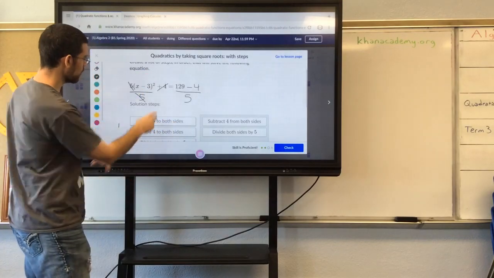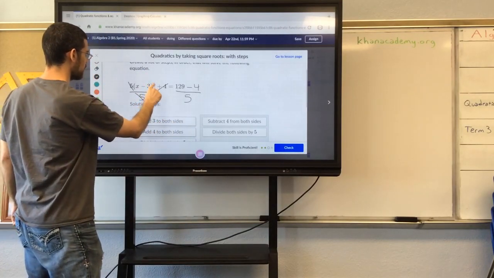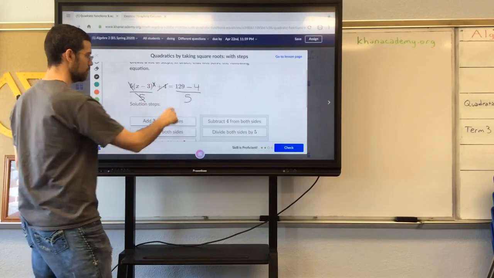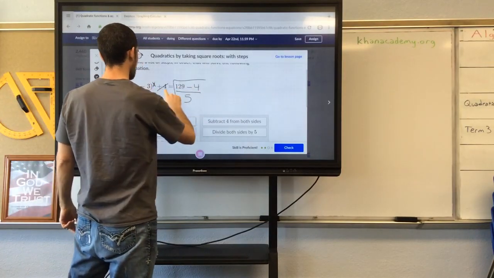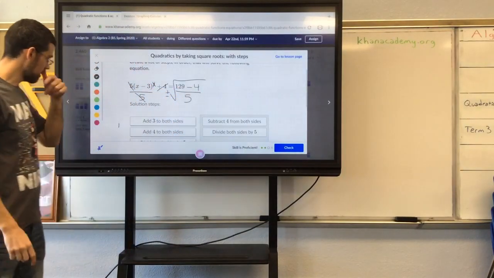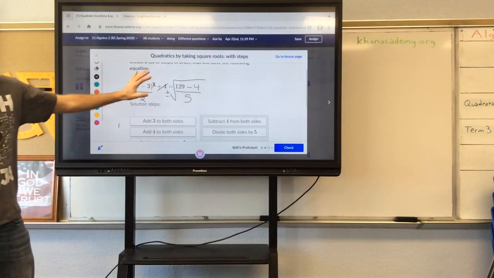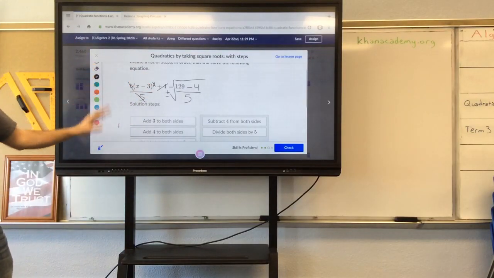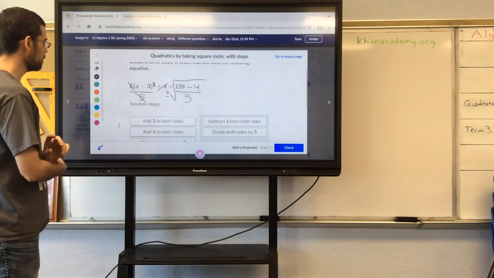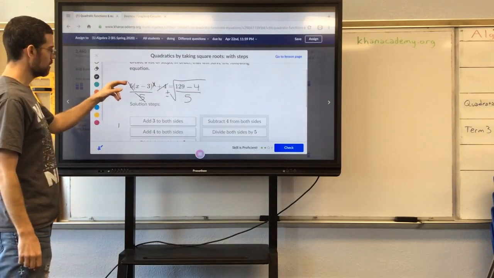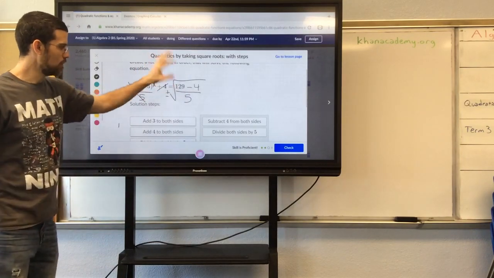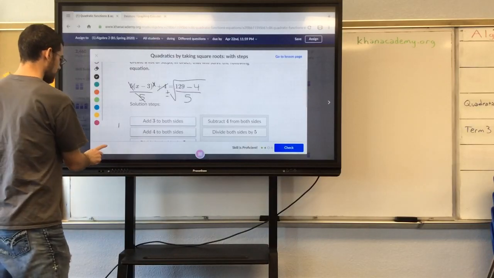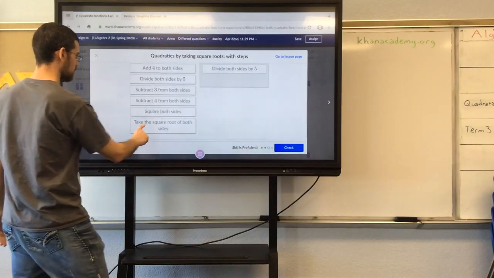Next, we're going to take the square root of both sides. That gets rid of that 2. Gives us a plus or a minus on that side, square root of whatever. They're not asking us for the solution, so I'm not simplifying this time, and that's fine. That leaves us with x minus 3 equals some number over here. That was taking the square root of both sides.